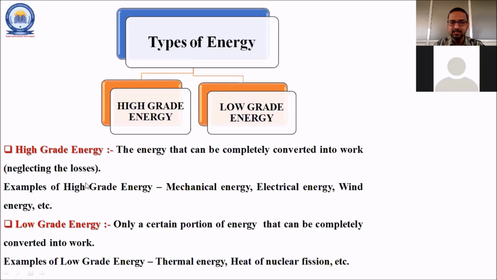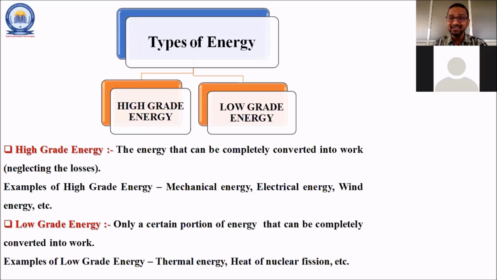And since we are neglecting the losses, now we can tell that the energy can be completely converted into work. Some of the examples of the high grade energy are the mechanical energy, the electrical energy, or the wind energy. The opposite of the high grade energy is the low grade energy. Definition tells that only a certain portion of energy can be completely converted into work.